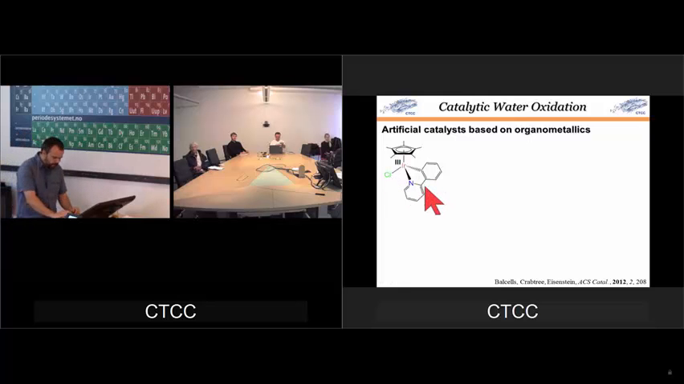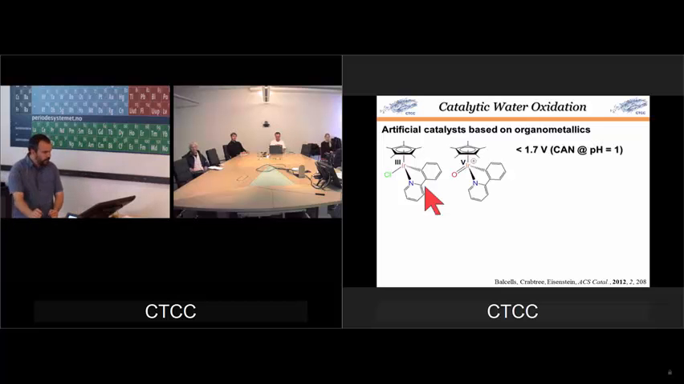So what we found here from calculations and experiments is that we can oxidize this complex to this Iridium-5 oxo cationic complex. Now we have a higher oxidation state, Iridium-5, so more electron deficient metal center that will promote this water oxidation. And the good thing about this complex is that you can do this oxidation reaction with potentials that are below 1.7 volts, which is the limit with cerium ammonium nitrate, which is a stoichiometric oxidant that is used in these experiments to oxidize water.